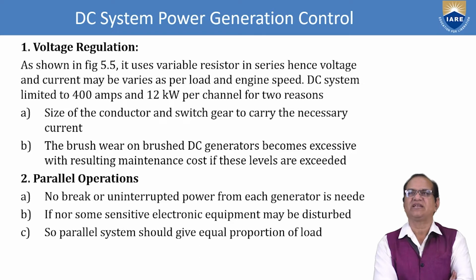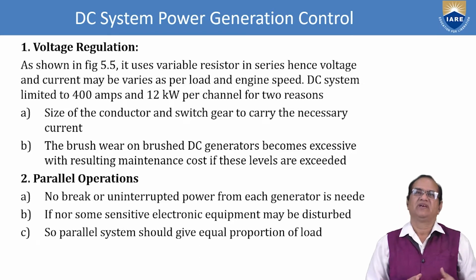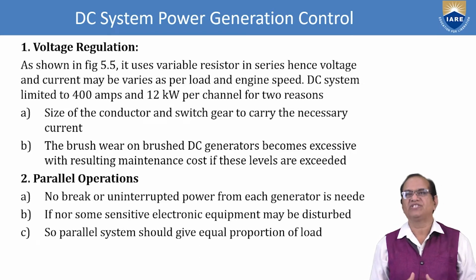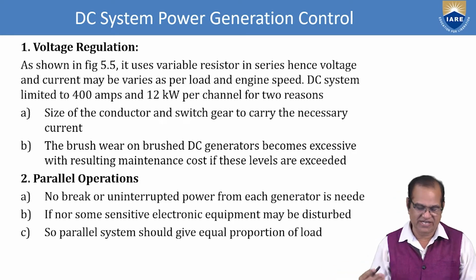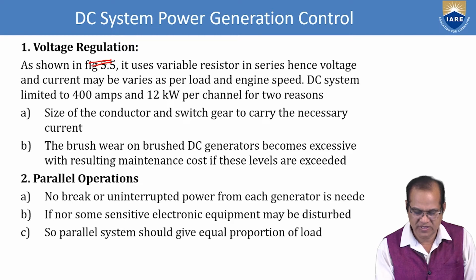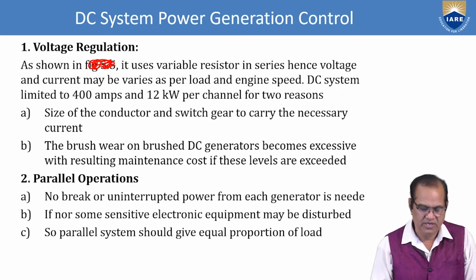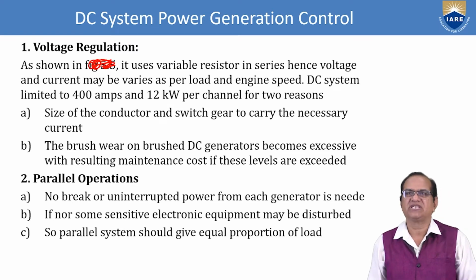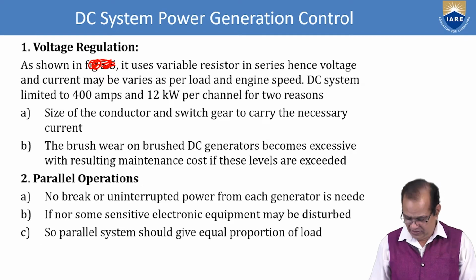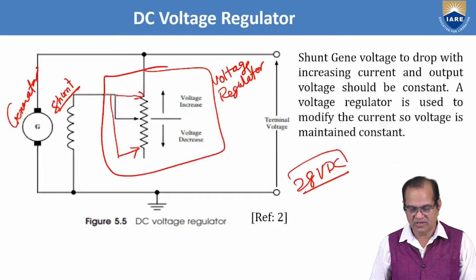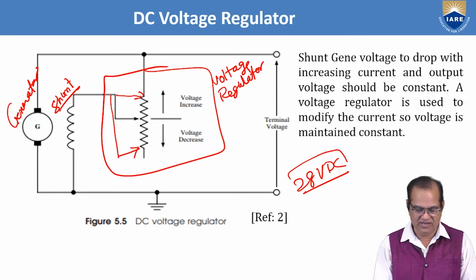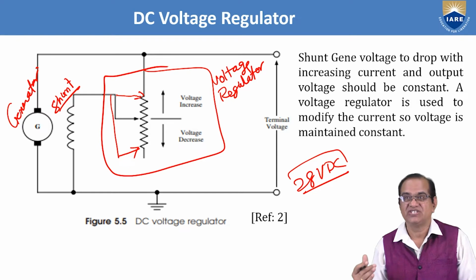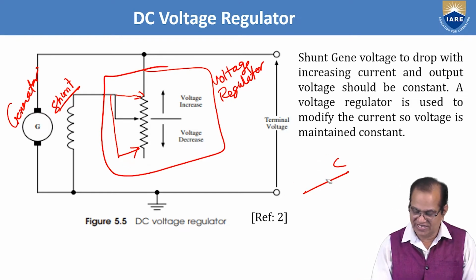So, DC system power generation, voltage regulation of the DC. How can we see that this is done? As shown in this diagram, it uses a variable resistor. In this diagram, we see how the resistance is changed, or how these things are varied.